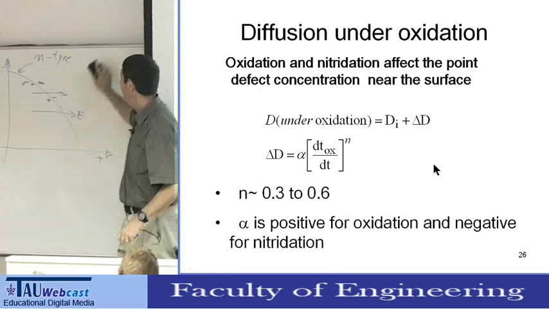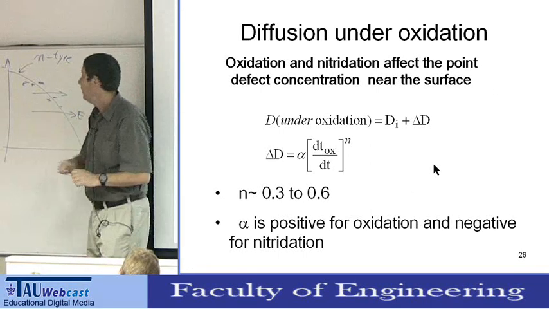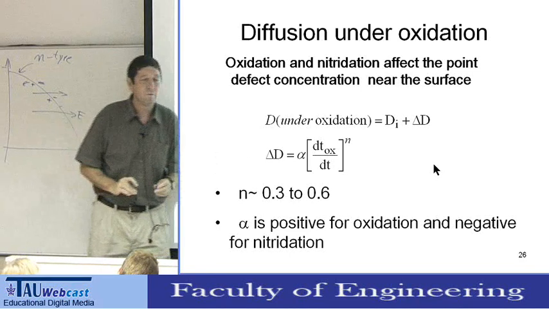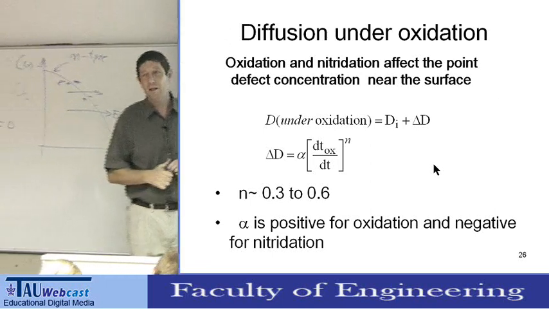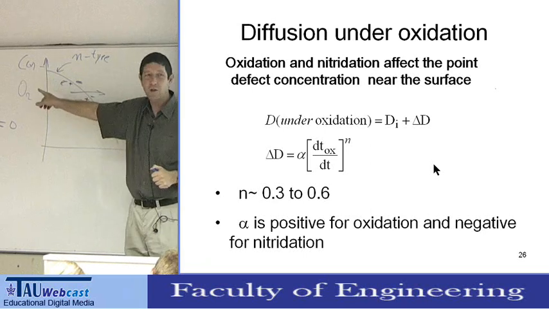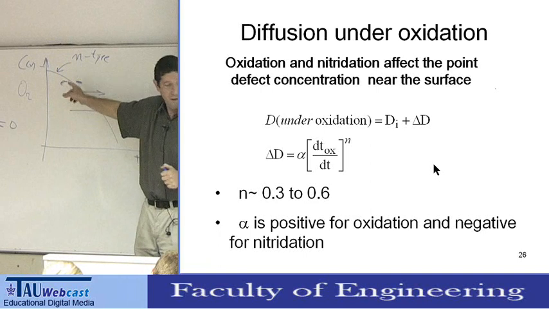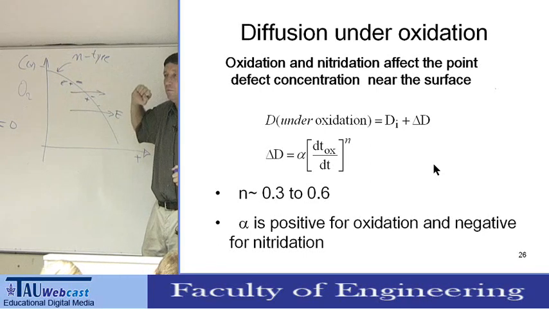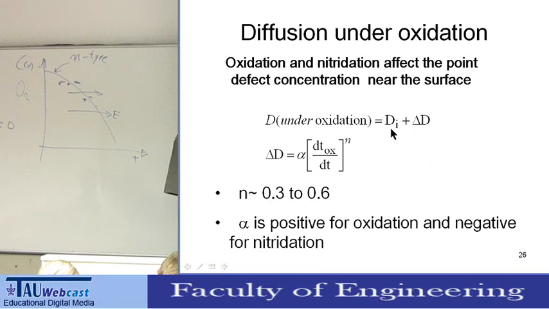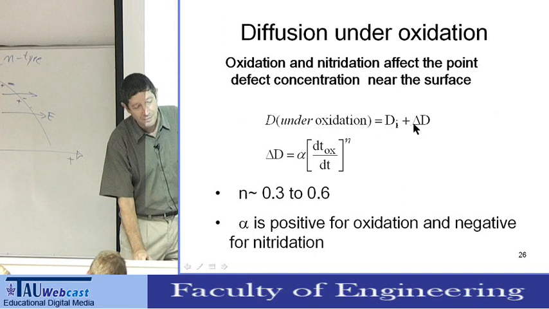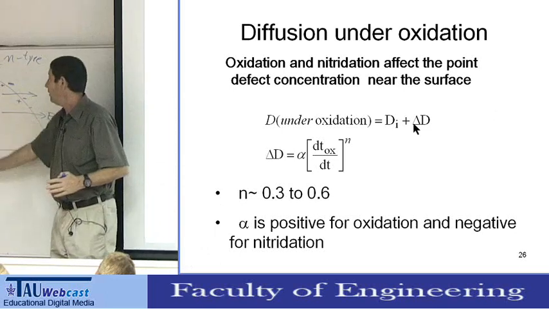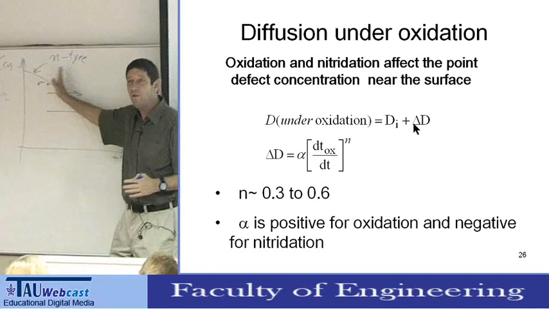People discovered that if you have this structure, and for some reason there is oxygen here on the surface, there is oxygen near the surface. Now oxygen reacts with silicon. People found out that if there is at the same time oxidation and diffusion, the diffusivity can change. The diffusion coefficient changes. And this is called diffusivity under oxidation, which is the intrinsic diffusivity plus some delta D. Some delta diffusivity. Which means if this is a very rapid oxidation, then the diffusivity is faster.